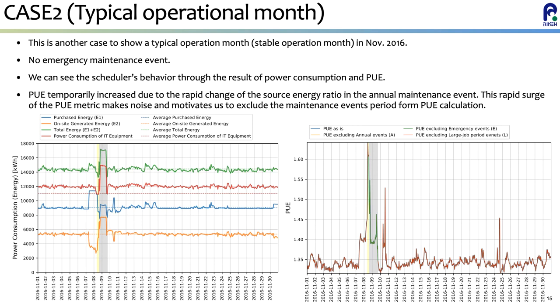This behavior is reasonable because of the job scheduler's policy that postpones most workloads to prepare unallocated compute nodes. After entering the period, power consumption appears to increase depending on the workload. In the period, PUE temporarily increased due to the rapid change of the source energy ratio in the annual maintenance event. This rapid surge of the PUE metric makes noise and motivates us to exclude maintenance event periods from PUE calculation.